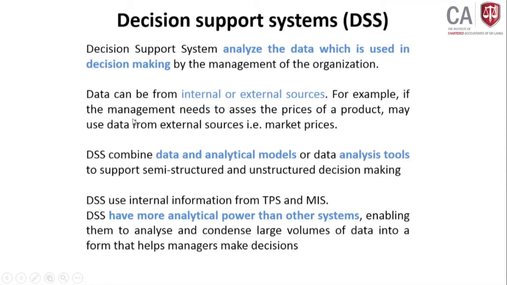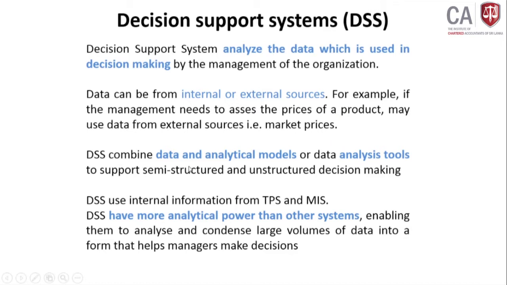For example, if management needs to assess the price of the product, they may use data from internal and external sources, market prices likewise. So there are some data available in the internal network, internal system. So that is the decision support system. That support system will fetch the data from external sources into the system. Then they may analyze those data and provide some reporting to the management. As an example, market price.